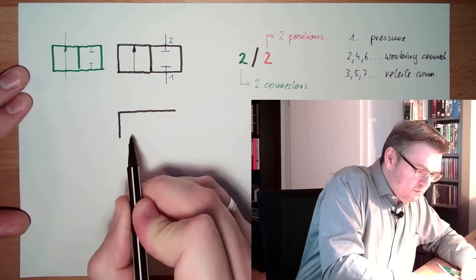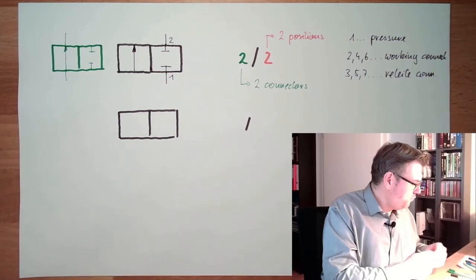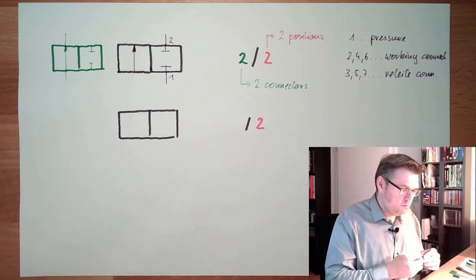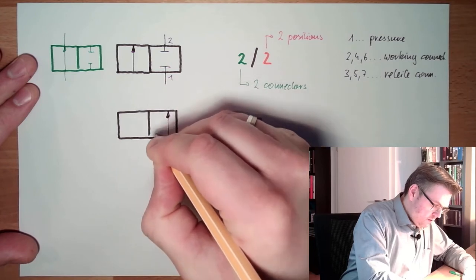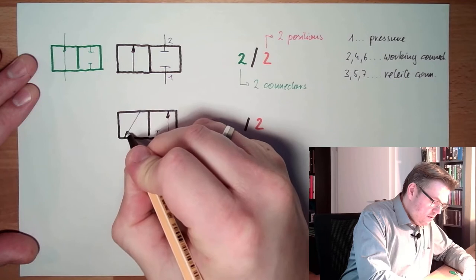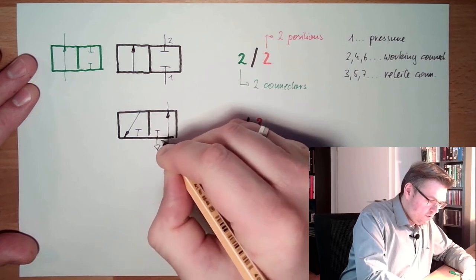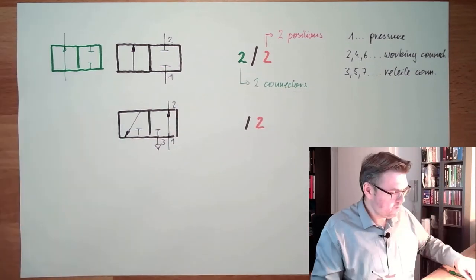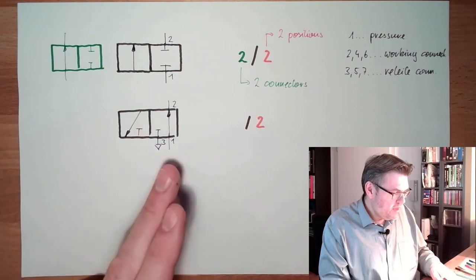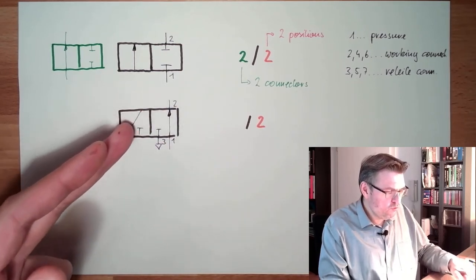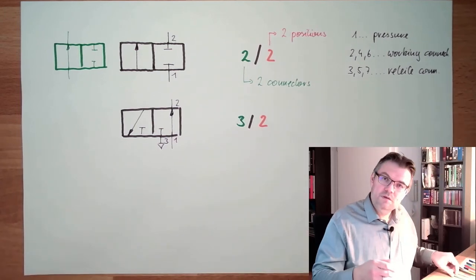I draw it. So it's already a /2, because we have 2 positions. Okay? Then these are the two possible things, and now 1, 2, 3. Yeah. If we are in this position, 1 is coupled with 2, so at 2 is pressure. If we are in this position, 2 would then be coupled with 3, and 2 can relieve the pressure. So this is a 3/2 wave valve.